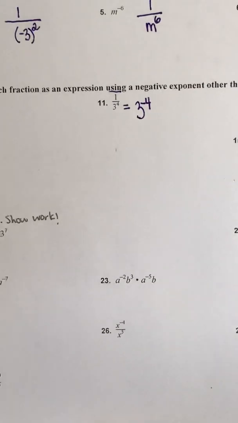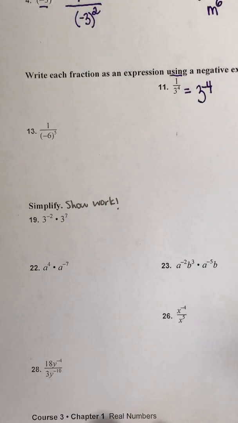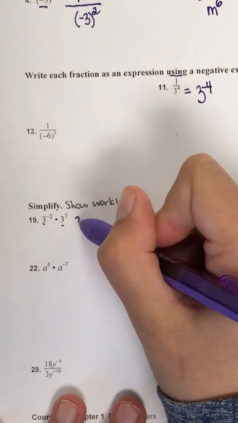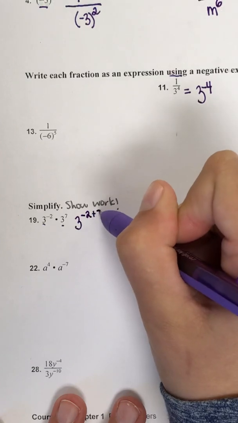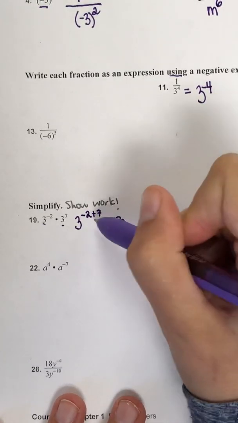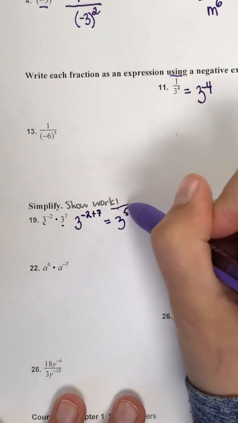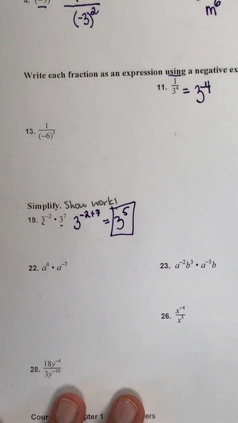And lastly, in the last set of problems, it wants you to simplify, so you're using those rules. You always want to check for the multiplication or division property first. So if we look at number 19, I notice that my bases are being multiplied, which means I'm going to add my exponents. When I add my exponents, my base stays the same. Negative 2 plus 7 gives me 5. This would be my final answer because there are no negative exponents left.